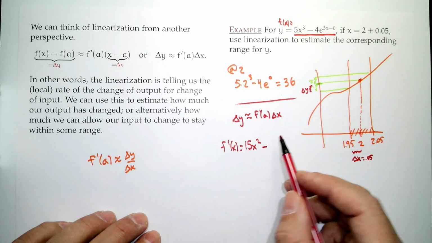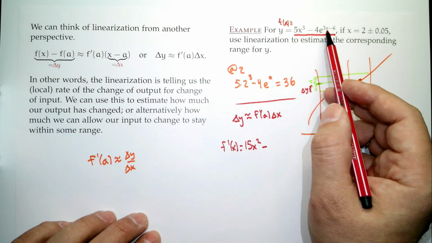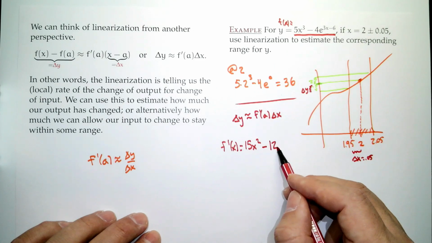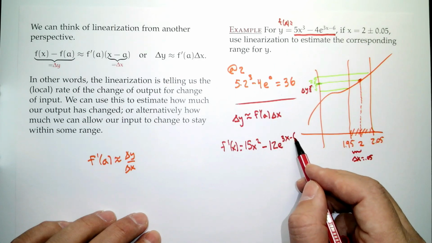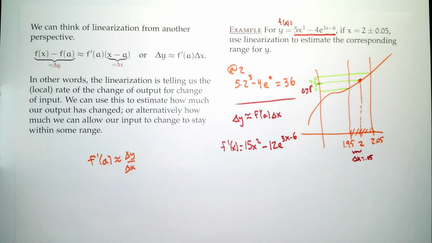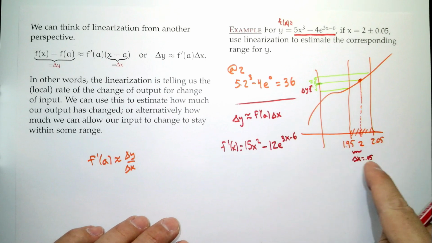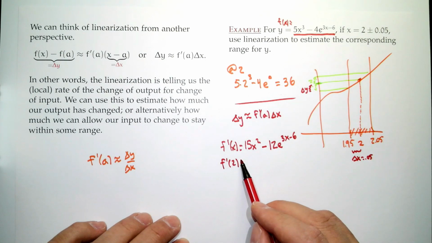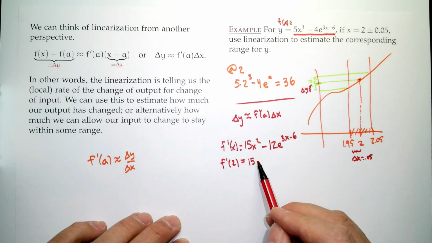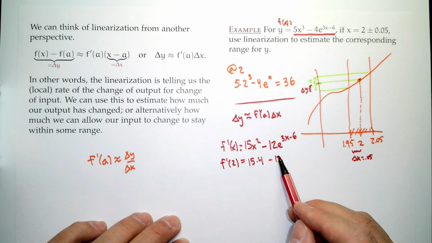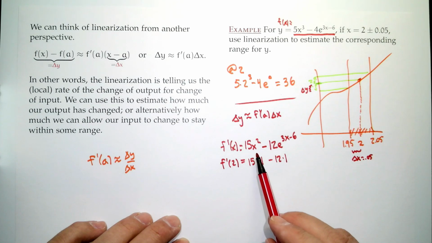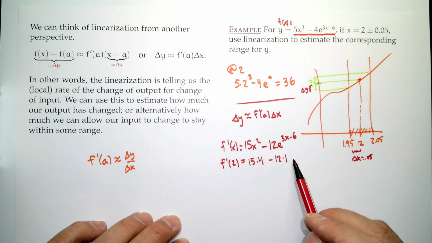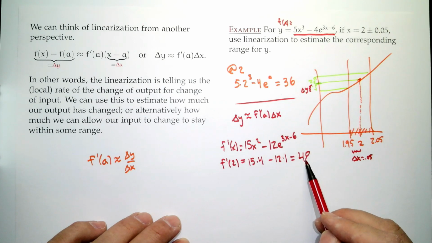It'll become 4 times 3, because the derivative of 3 comes down. So I'll write it as minus 12, e to the 3x minus 6. So that's the derivative. I want to evaluate it at 2, because I'm at 2. So f prime at 2, well, I'm going to get 15 times 4 minus 12 times 1, because 2 squared is 4, e to the 0 is 1. That'll be 60, subtract 12, which makes 48.